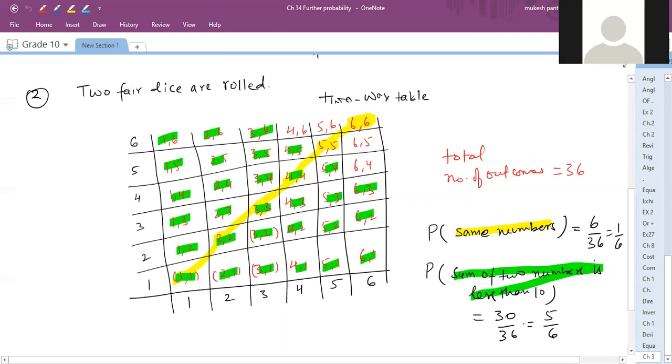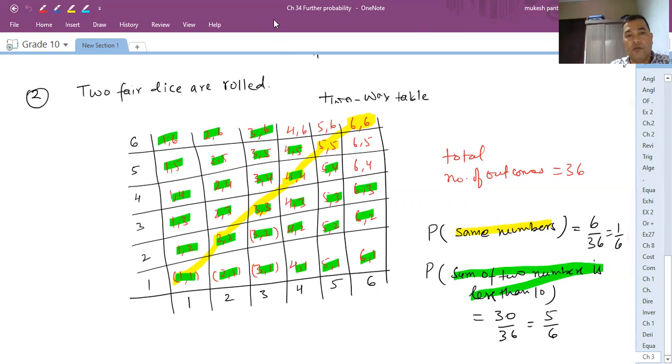Clear this one? Sir, do we have to draw the whole table, sir? It's better to draw the whole table for your better knowledge. Even though it's not necessary to show the whole table, you can draw only those outcomes which are required. But this is my personal suggestion: draw the whole table. It will help you to collect all the outcomes, and even to see things in detail.